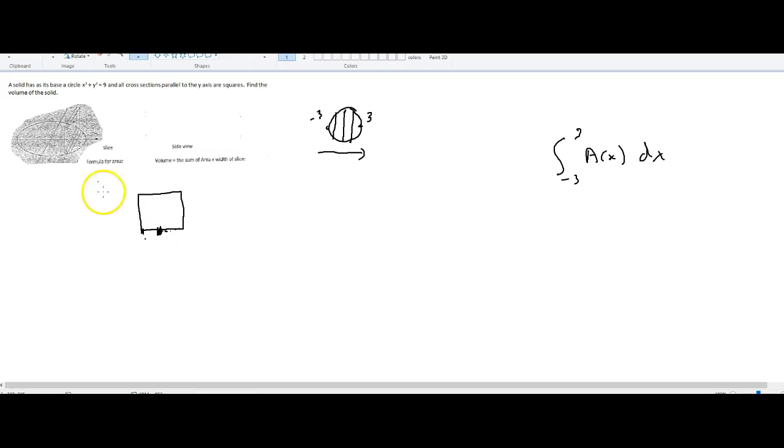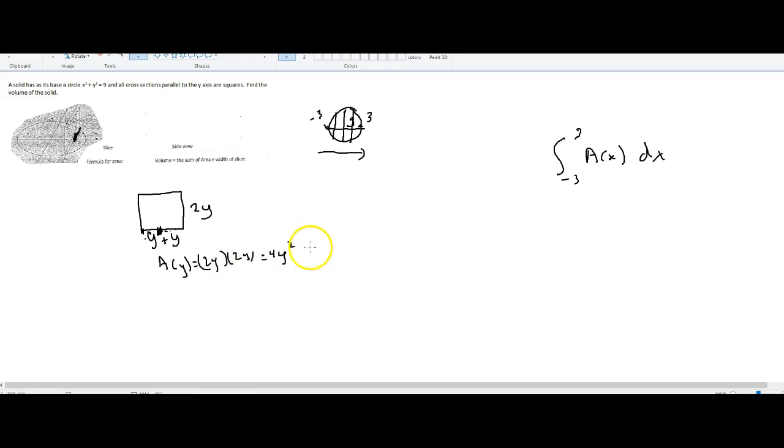So the bottom line is this little section here is y, which would be the bottom of my square. If I look at my circle over here, this is y for that value. So the bottom is actually y and another y, so y plus y. Since it's a square, this side over here is going to be 2y as well. And so my area is going to be 2y times 2y, because it's a square, and it's going to be 4y squared.